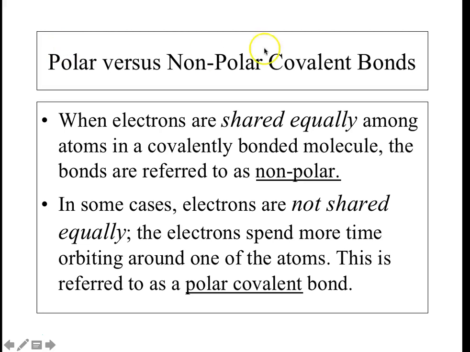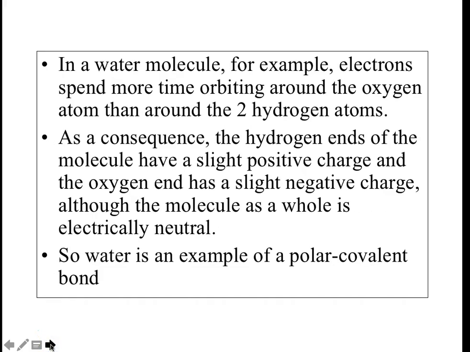Being a polar covalent bond, water can interact with covalent and ionic molecules at the same time. When electrons are equally shared, like in a covalently bonded molecule, the atoms don't carry a charge; they're nonpolar. Polarity means that there's some sort of charge, positive or negative. In some cases, like in water, electrons are not shared equally. The electrons spend more time orbiting around one of the atoms. This is referred to as a polar covalent bond.